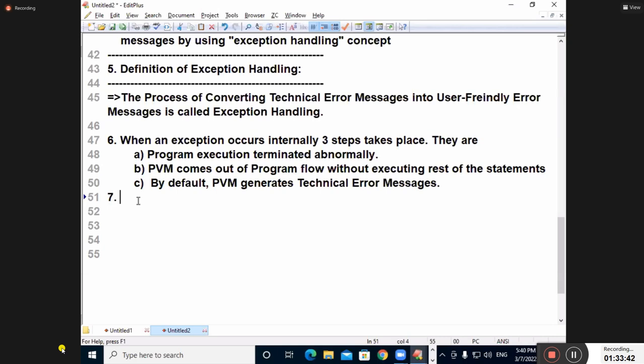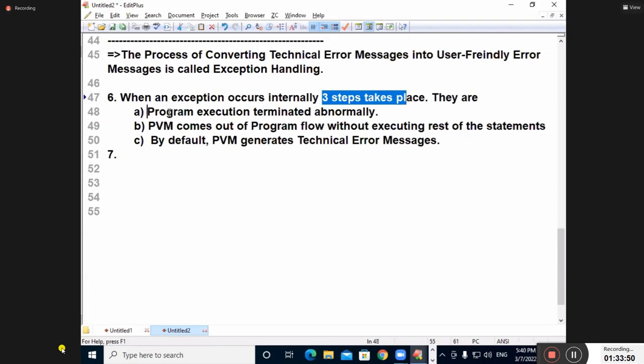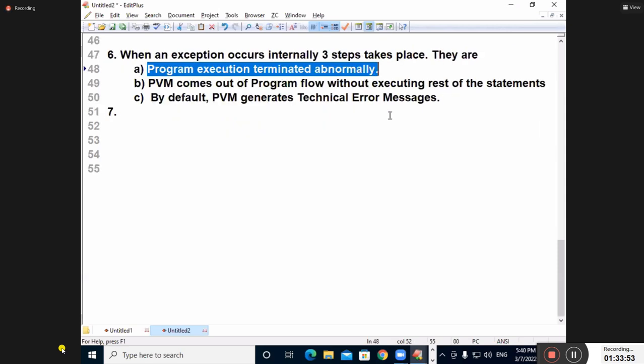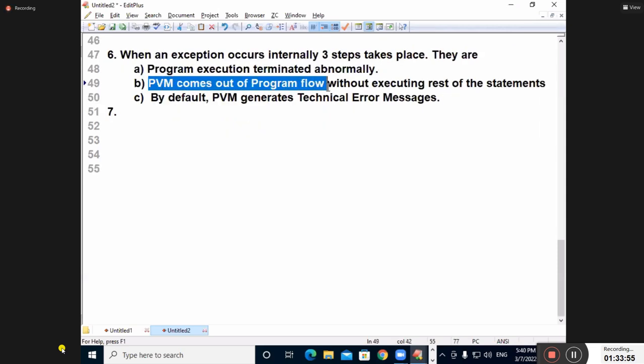Come back to the point now. I'm going to give you clarity on this area. When an exception occurs, internally 3 steps take place. They are: program execution terminated abnormally, PVM comes out of the program flow without executing the rest of the statements, and by default PVM generates what messages?